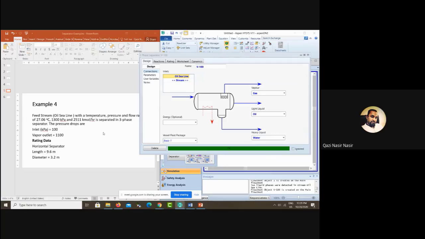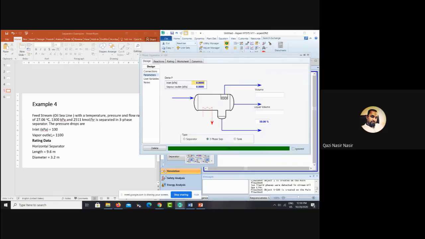However, since I have some extra information regarding the separator, I have to key in that information also. First, I need to key in the pressure drops. There are two pressure drops that we have, inlet and vapor outlet. For inlet, the pressure drop is 100 kilopascal. For vapor, I have 1100 kilopascal pressure drop that I need to mention here.